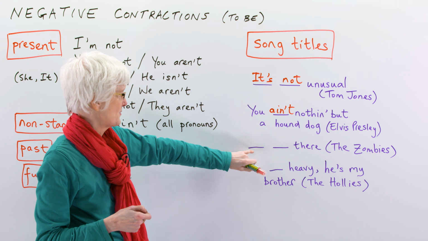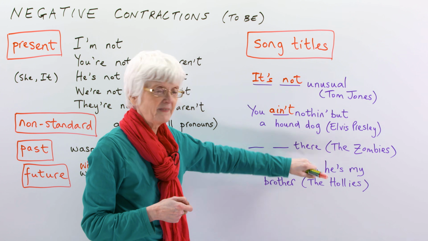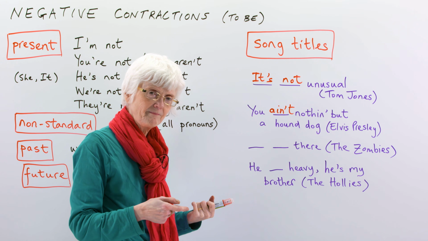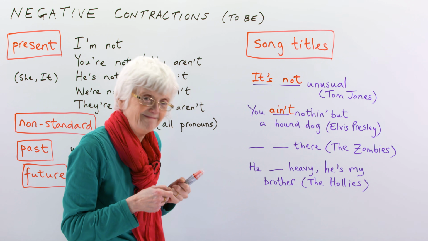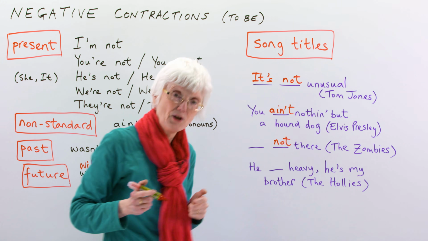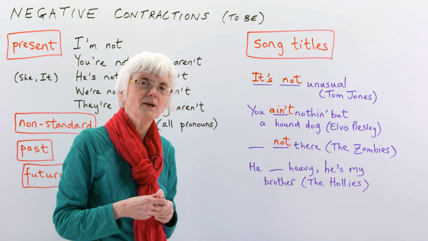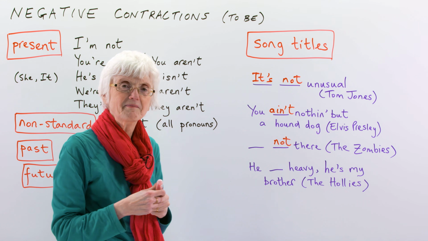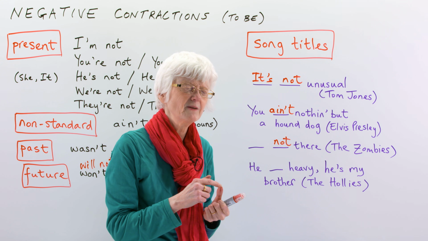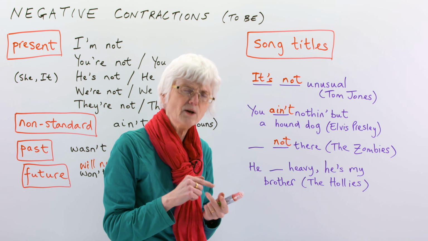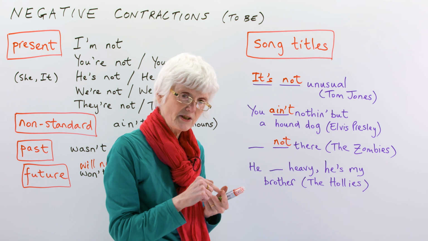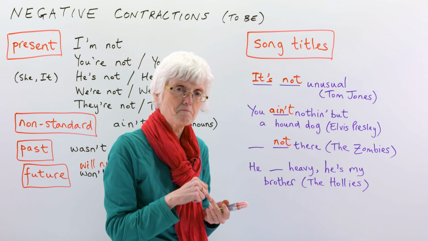So, this one then, let's have a look. There, and it's negative. Somebody, not. Okay, not. Somebody is not there. Who is it who's not there? Do you know this song? So, clue, third person singular, he, she, or it. Is it he's not there, she's not there, it's not there?